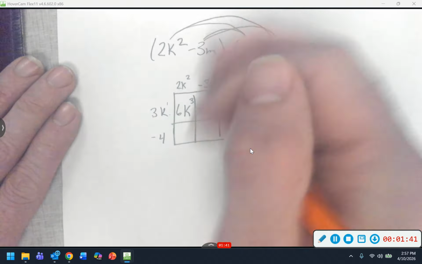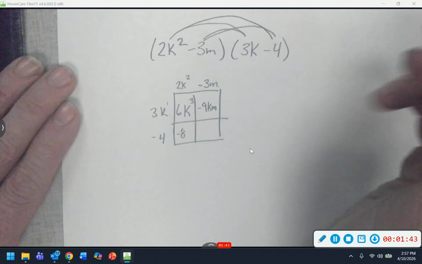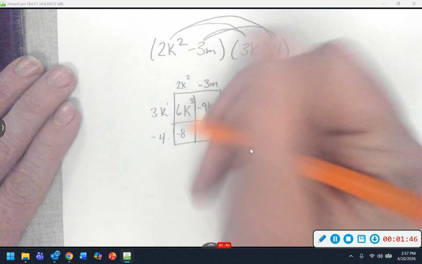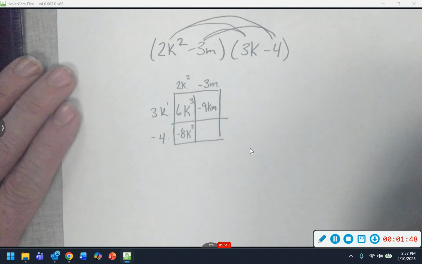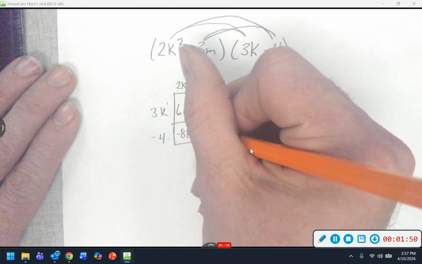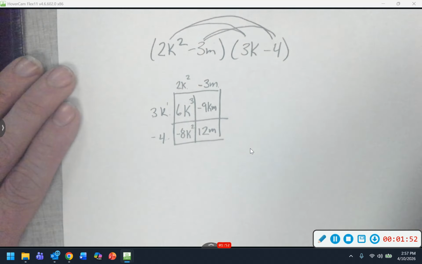Then 2 times negative 4, negative 8. There's no k to multiply with, so I'm just going to leave the k squared alone. Negative 4 times negative 3 is positive 12, and then just an m, just like the k squared situation.